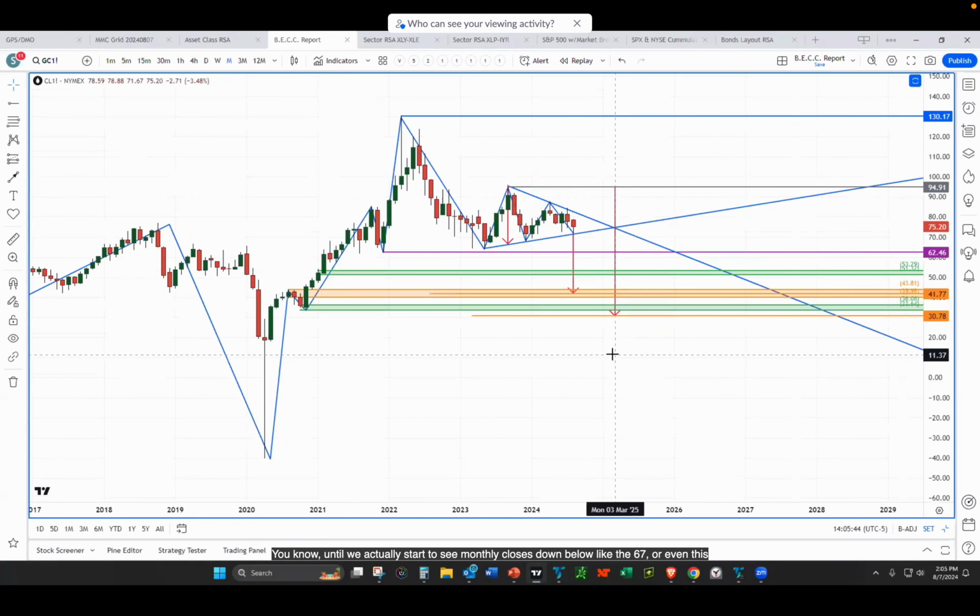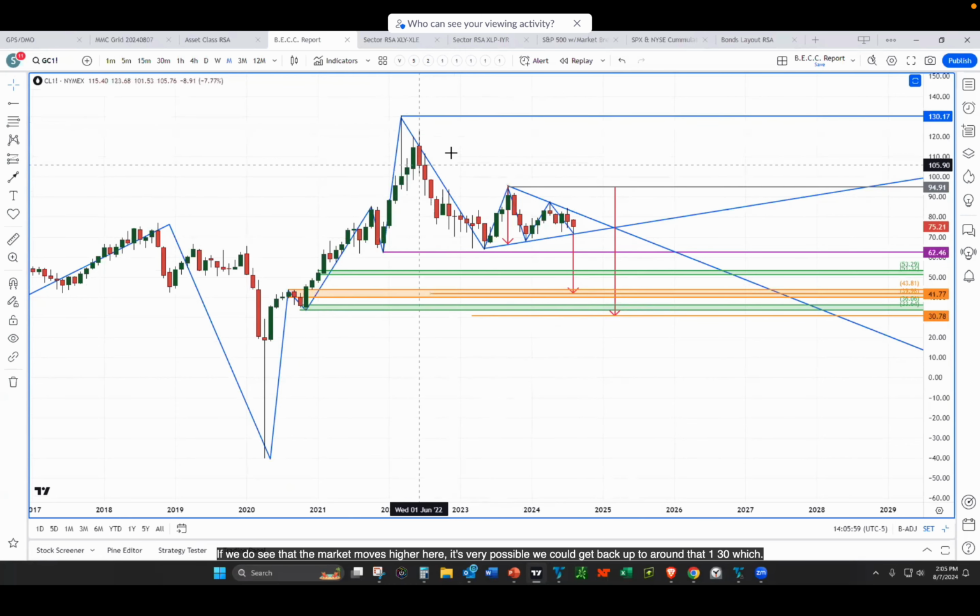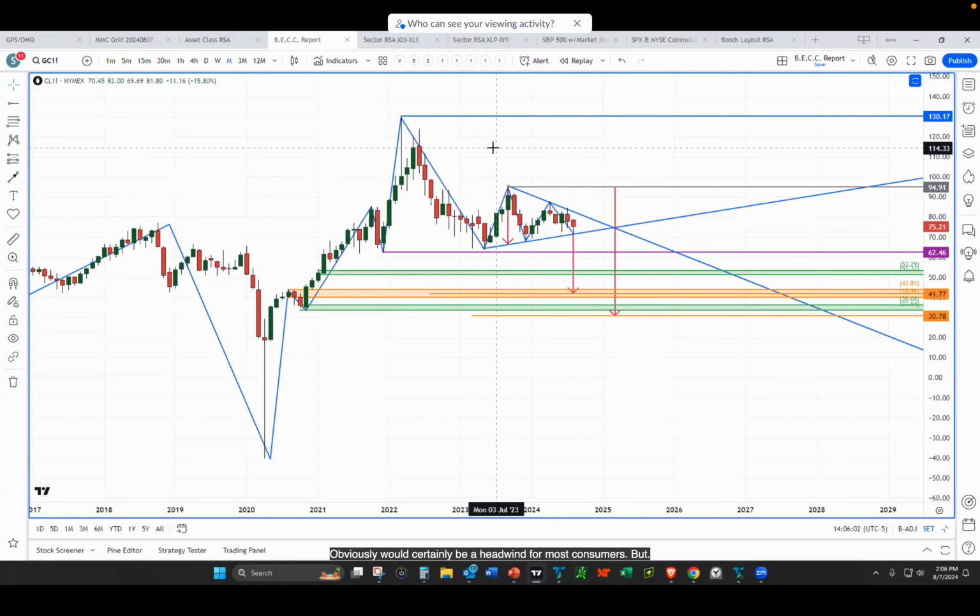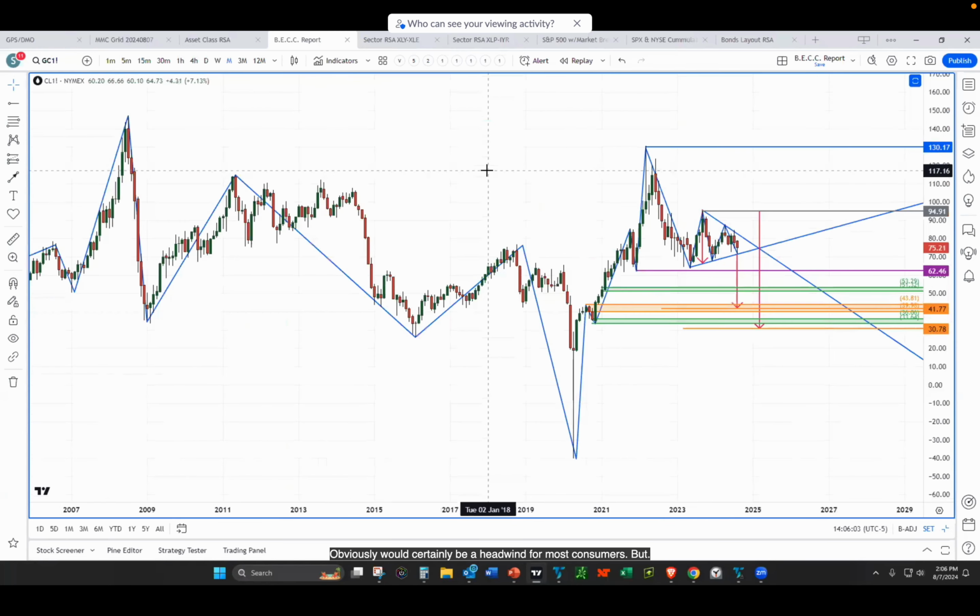But until we actually start to see monthly closes down below the 67 or even this 65 area, I wouldn't be too concerned about the downside there. On the other hand, if we do see the market move higher here, it's very possible we could get back up to around that 130 area, which obviously would certainly be a headwind for most consumers.